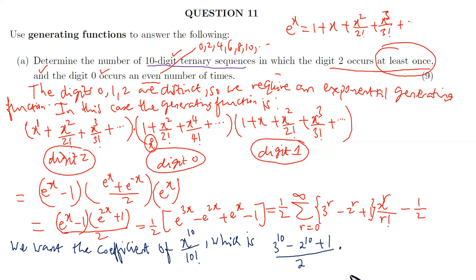Okay, so this is the answer. We want the coefficient of x to the power 10 over 10 factorial. So it's going to be when r is 10 here. When r is 10, it's going to be 3 to the power 10, minus 2 to the power 10, plus 1. Now you have the coefficient. Sorry, it's going to be x to the power 10 over 10 factorial, but the coefficient is 3 to the 10 minus 2 to the 10 plus 1, over 2. That is the coefficient, and that is the answer. So we have got the answer like that.